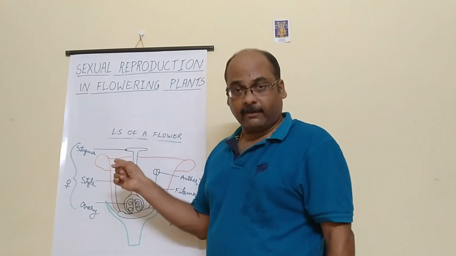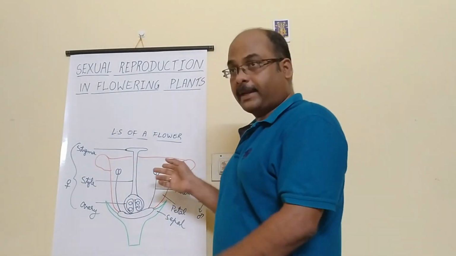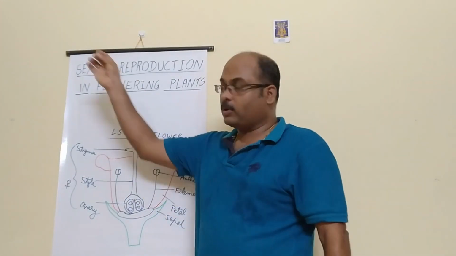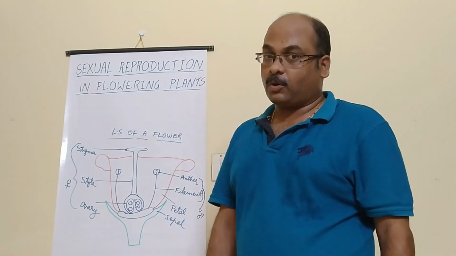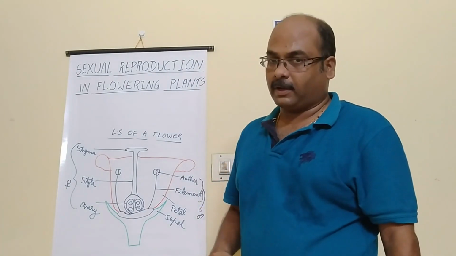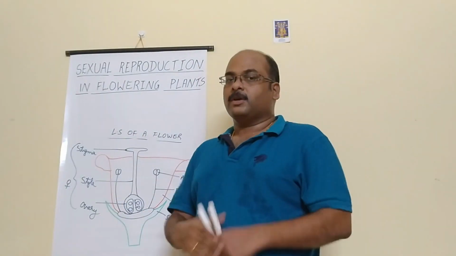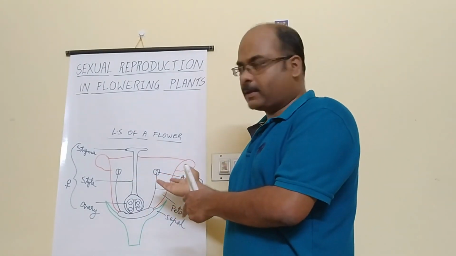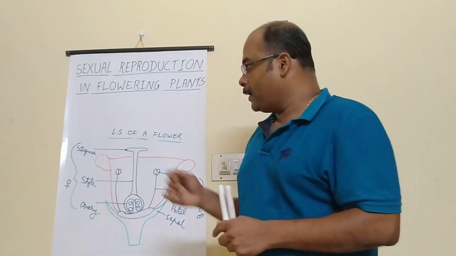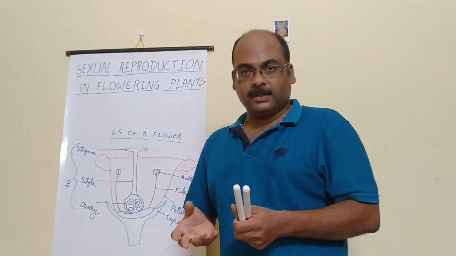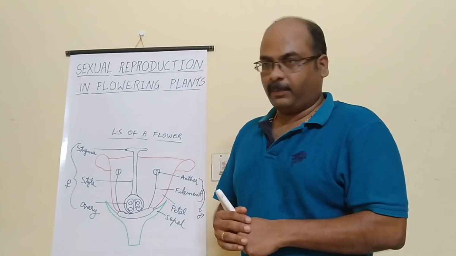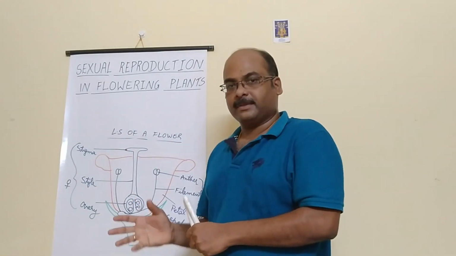It can occur in the same flower, then it is called self-pollination, or it can occur between two different flowers. Means pollen grain from one flower can go to the stigma of another flower. Then it is called cross-pollination. Okay, but that will be of another plant. So two types of pollination are there: self-pollination and cross-pollination. So what is pollination? Transfer of pollen grains from anther to the stigma of a flower or another flower is called pollination. Then there are some agents for it. It can be wind, water, insects, animals, etc. Many agents are there. So now next we will discuss what happens after pollination.